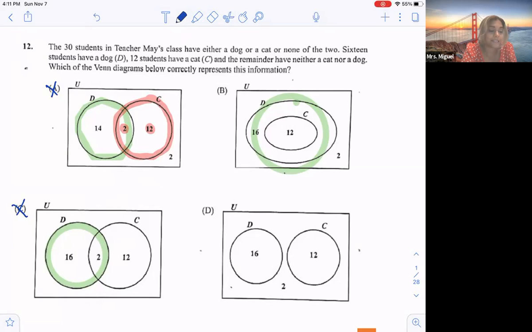They say that the students either have a dog, or a cat, or none of the two. 16 students have a dog, 12 students have a cat, and of the remainder, neither have a cat nor a dog. Which of the following correctly represents this information? Which one did you all choose, B or D? Anybody? What option did you all choose, B or D?